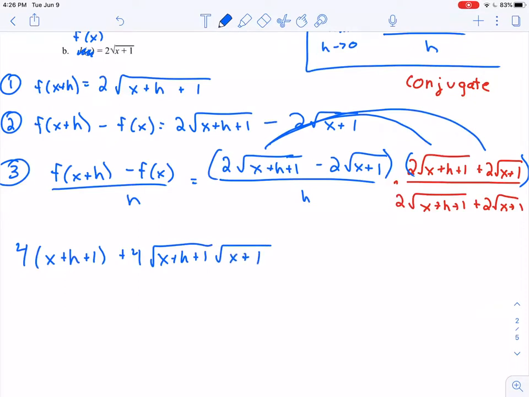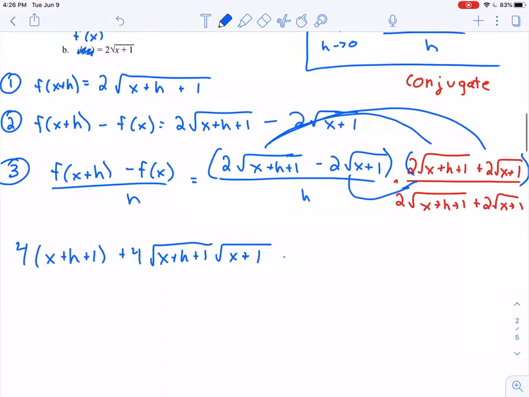Let's see, next, negative 2 radical x plus 1 times 2 radical x plus h plus 1. I'll have minus 4 square root of x plus 1, square root of x plus h plus 1. Then here at the end, negative 2 radical x plus 1 times positive 2 radical x plus 1. I've got minus 4 radical x plus 1 times radical x plus 1. Right, I'm multiplying these two terms together. Well, when I multiply those two out, it should just undo the radical. I'll be left with x plus 1.